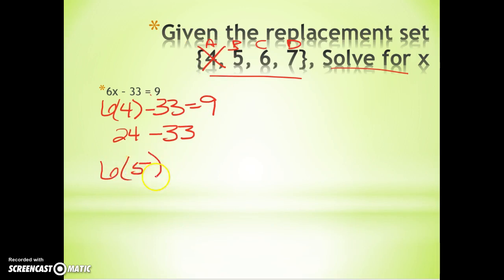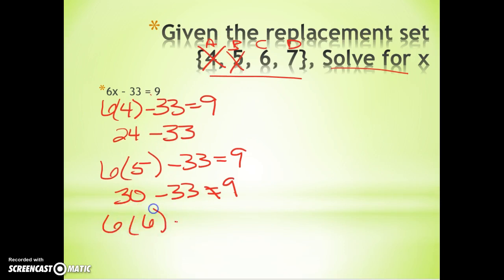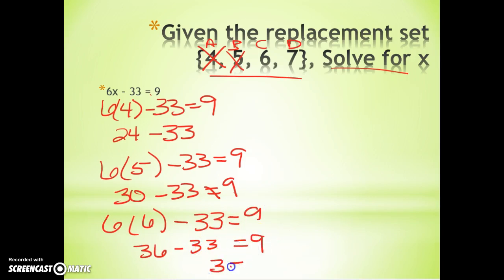Let's try this. We'll try 5. 6 times 5 is 30. Minus 33, it's getting better, but it still does not equal 9. Those are not true statements. 5 is not the answer. So let's try 6 then. 6 times 6 minus 33. 6 times 6 is 36 minus 33. At least we're getting a positive number now, but 3 is not equal to 9.